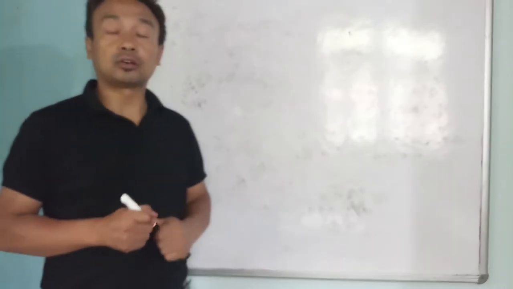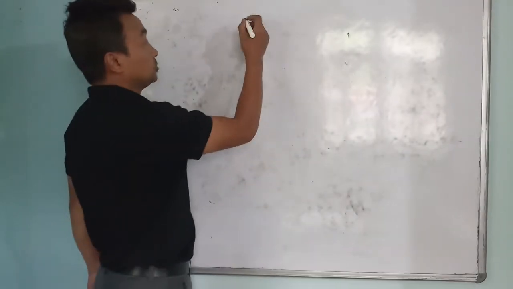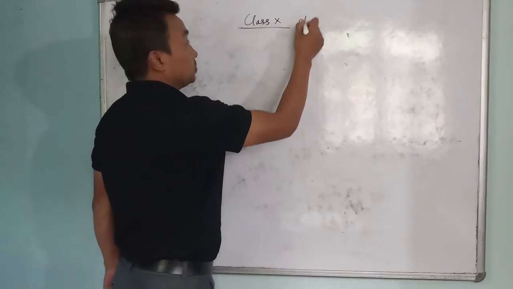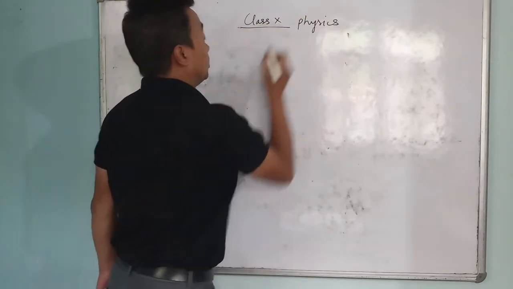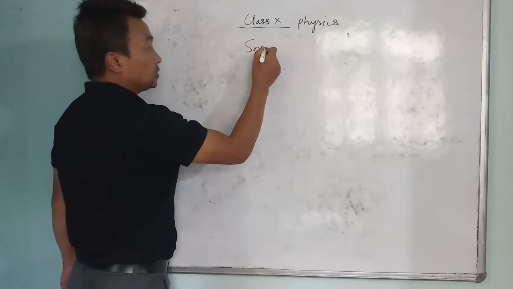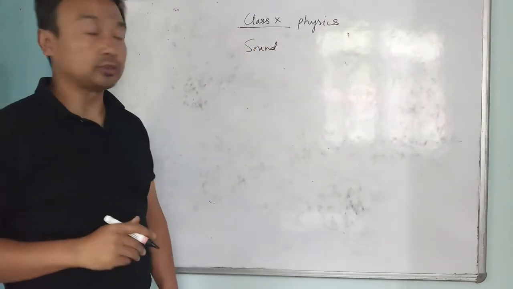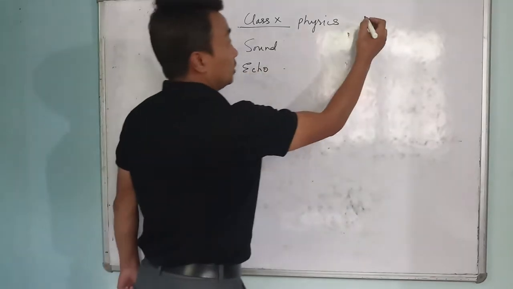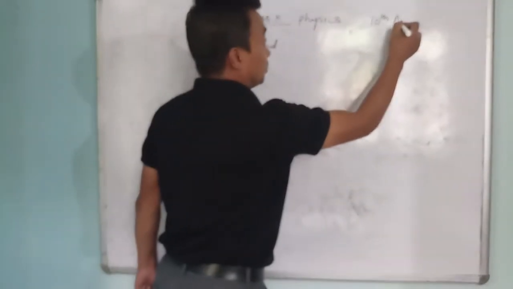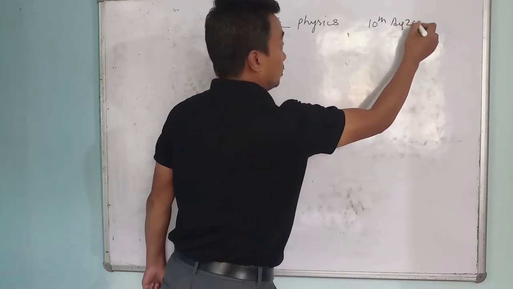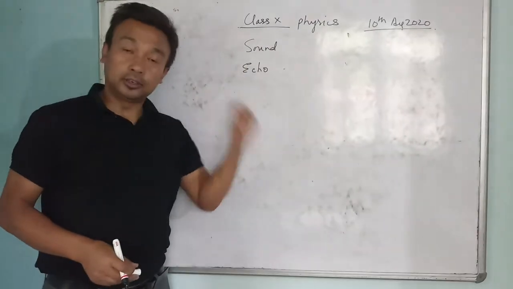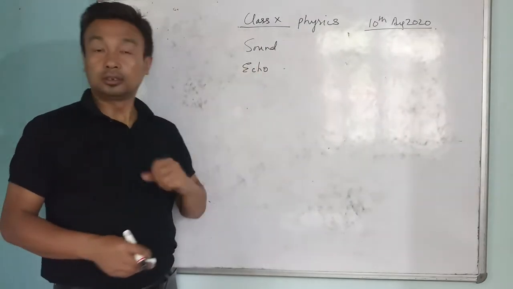We are going to continue our class 10 physics. Last time we were discussing sound, so we will continue with that, and the topic we were discussing was echo. Today's date is 10th August 2020. In the last class, we already discussed briefly what an echo is.